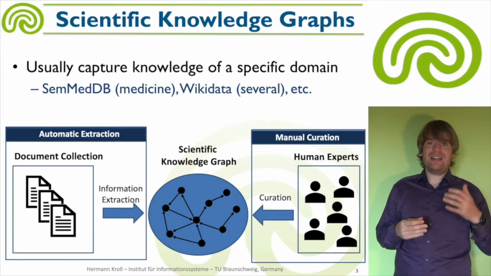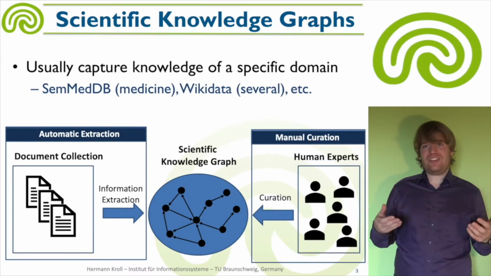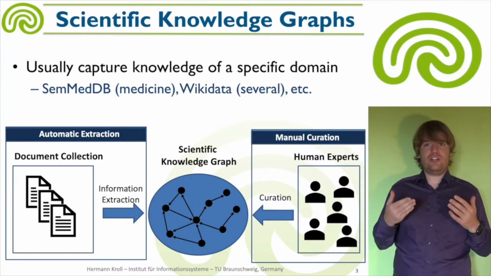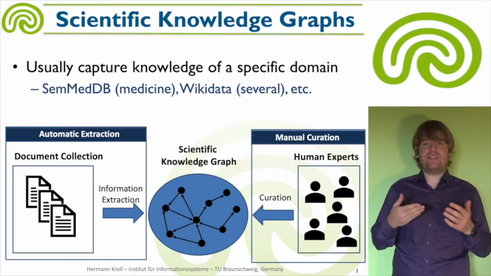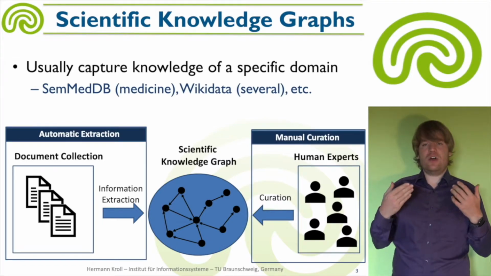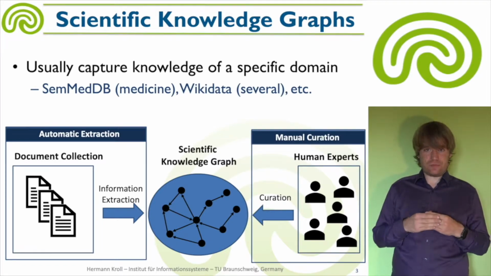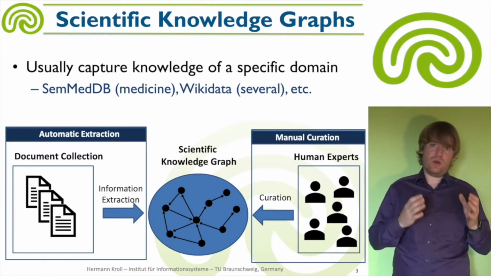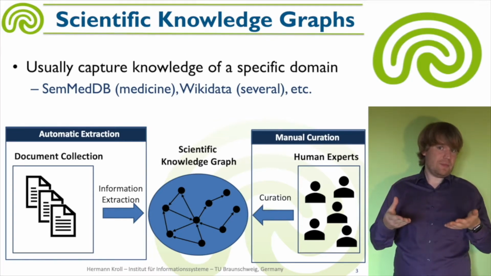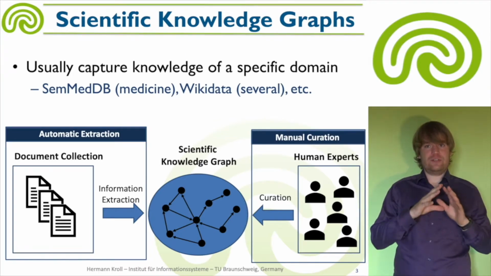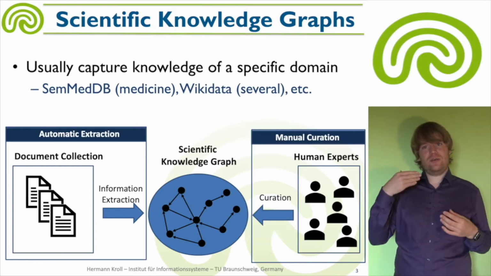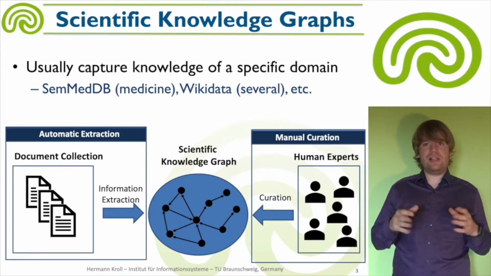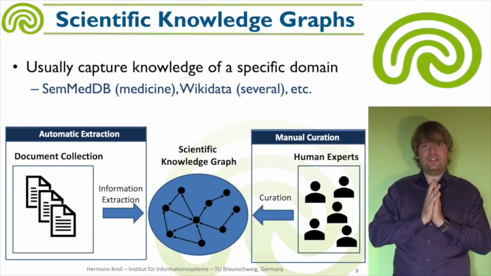For example, the world's largest knowledge graph of medical knowledge is the SemMedDB. It's a knowledge graph of around 19 million different facts, which is harvested from the whole PubMed collection. Knowledge graphs can be built in two different ways. The one way, as used in SemMed, is automatic extraction. You have a large document collection and then you apply an information extraction technique and harvest as much knowledge as possible and put it all together into a single knowledge graph.